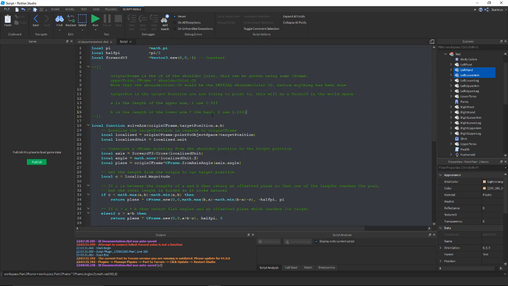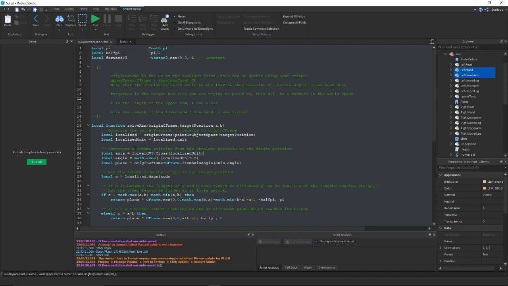Now, when we're actually doing this, we're going to first localize the target position in regards to the origin C-frame, and we can do that by using point to object space from the origin C-frame to the target position. And then we're going to want to take the unit of that, which will basically just point in a specific direction, or point in the direction that it's currently facing. And it will give you that in terms of vector 3 rather than a C-frame value. So it's effectively just a rotated vector 3, if you want to think of it that way. That's the most simple way I can put it.